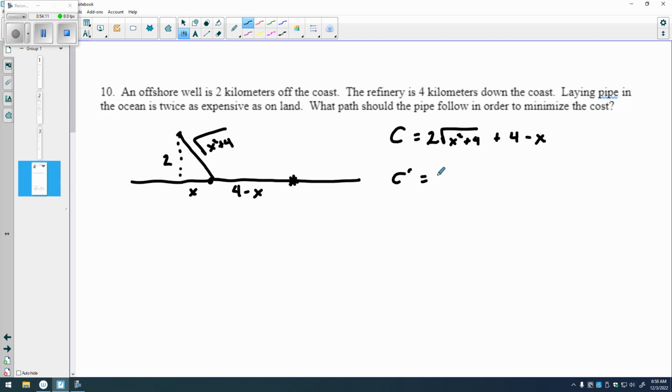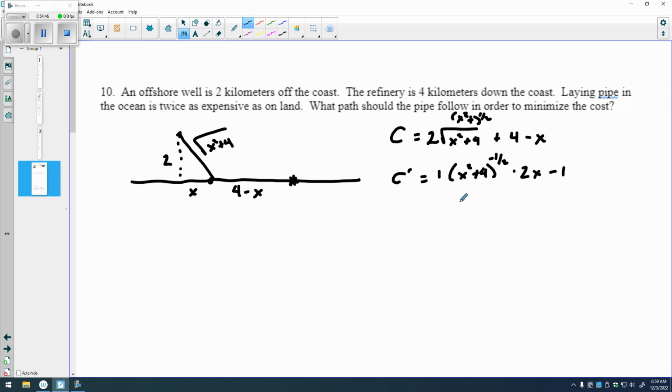So derivative of this. Remember, this is X squared plus 4 to the 1/2 power. If this were a calculator question, you would just type it into the calculator. But we can do this without a calculator, so let's just do it. 1/2 times 2 is 1. Decrease the exponent by 1. Leave the inside function alone, and this becomes a negative 1/2 times the derivative of the inside function, which is 2x. Derivative of 4 is 0. Derivative of x is a negative 1.